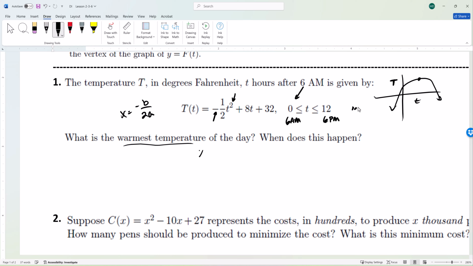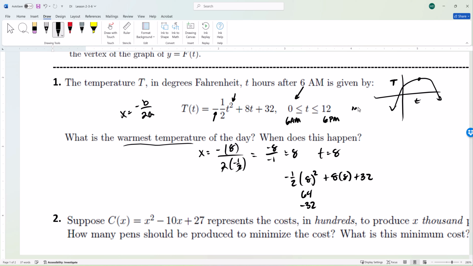So negative b over 2 times a. That's negative 8 over the 2, so that's negative 1, so that's going to be 8. So that's t equals 8 in this case. Now if I plug that back in, so this is 64, so that's negative 32 plus 64 plus 32, so those will cancel out, so that's going to be 64 degrees Fahrenheit.